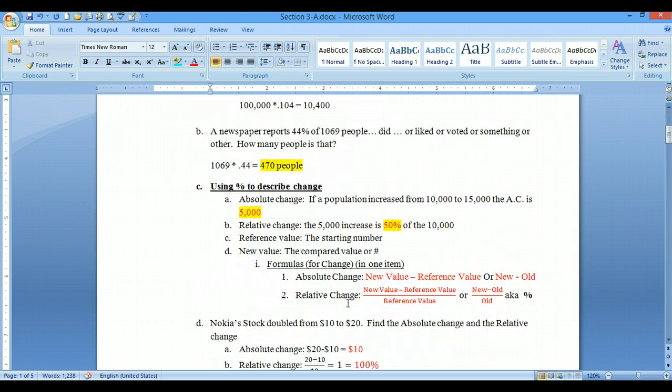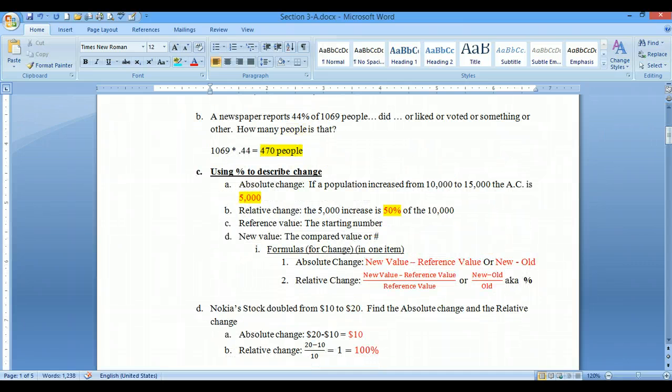Let's move on to the next example. A newspaper reports 44% of 1,069 people either did or liked something or voted for something or other. How many people is that, 44% of my 1,069 people? That's exactly what we want to look at, the of part. 44% of. Of means multiply, so I'm going to change my decimal, 44%, to a decimal form of 0.44 and times it by 1,069, which gives me 470 people. Notice I've highlighted my answer so that it's set apart, and we'll move to the next one.